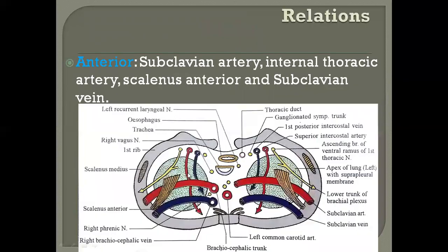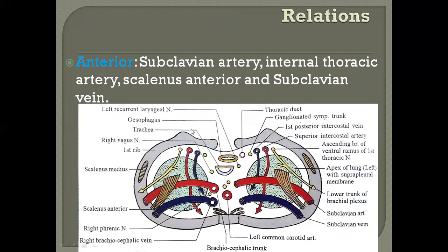Coming to the relations of the apex of the lung. From this picture, we can make out this is sternum, that means this is the anterior aspect of the picture. This is the rib, first rib, head, neck of the rib, so that means this is the posterior aspect. The structures which lie here are anterior, the ones which are behind are posterior. In the midline, we have trachea in front, esophagus behind.